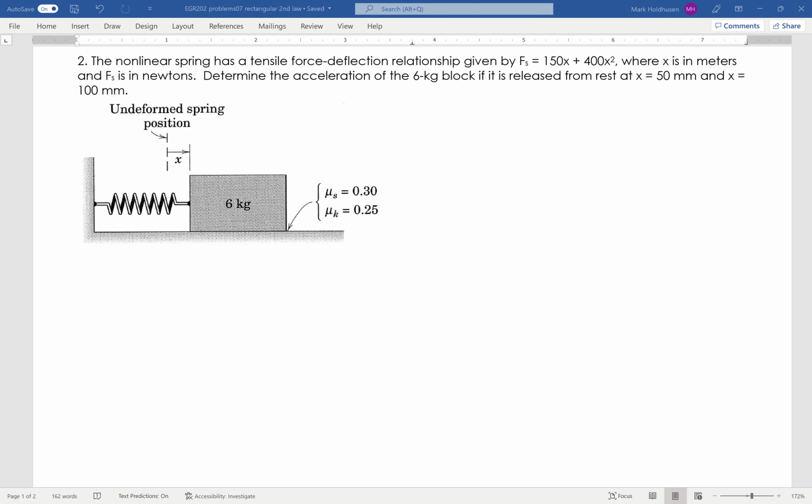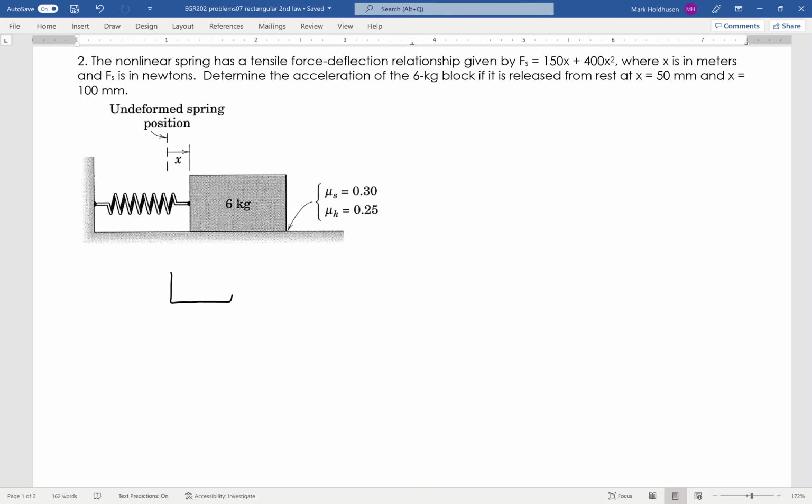Okay, in this problem, we've got a non-linear spring, so we're not going to follow Hooke's law, which would be a linear spring. I have a tensile force-deflection relationship for the force given by that equation there, where x is in meters and the force is in newtons. It wants me to find the acceleration when I pull the 6 kilogram block back 50 millimeters and then 100 millimeters. So let's go ahead and draw our free body diagram here.